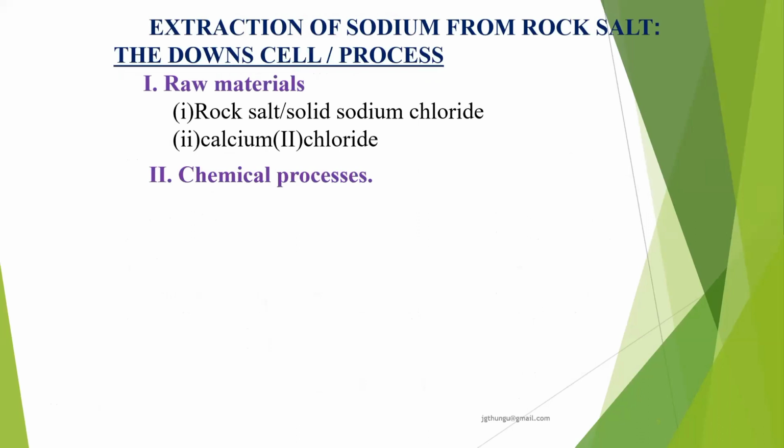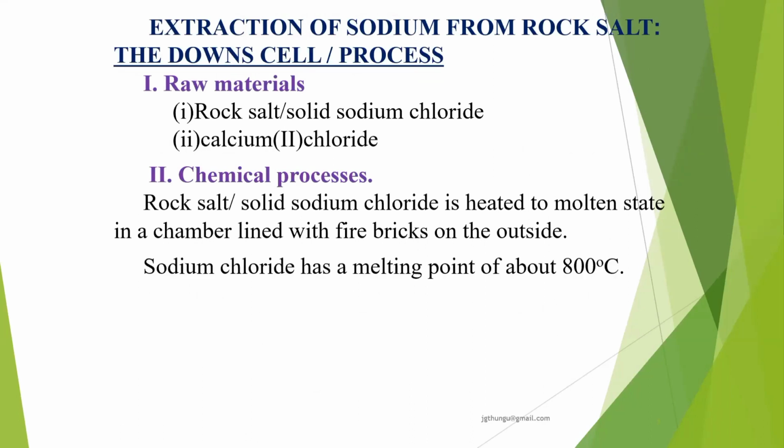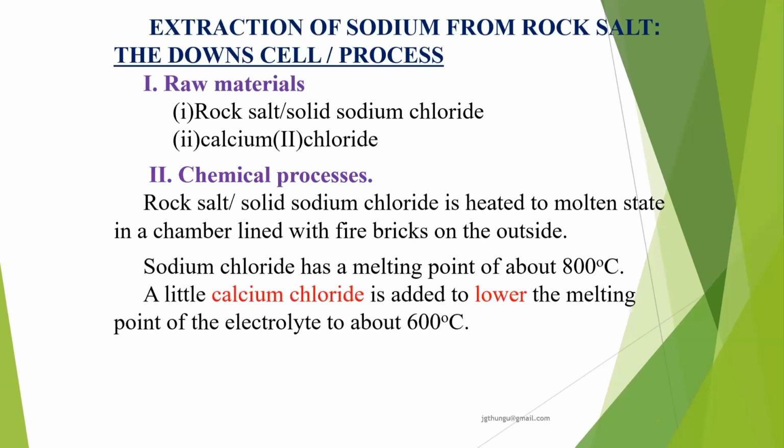Then we look at the chemical process that is involved. The first thing is to make sure we melt this solid sodium chloride. The melting point of this sodium chloride is 800 degrees centigrade. And here comes the use of calcium chloride. A little calcium chloride is added to lower the melting point of the electrolyte to about 600 degrees centigrade. So this is economical because less electricity is going to be used. Calcium chloride is acting as an impurity.